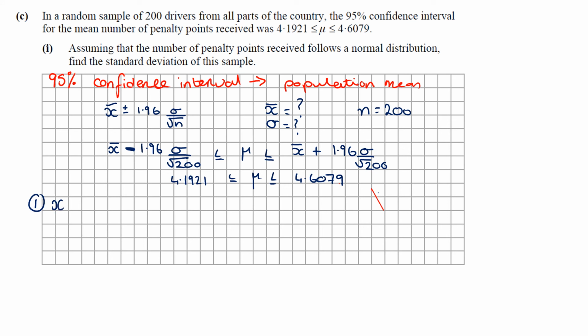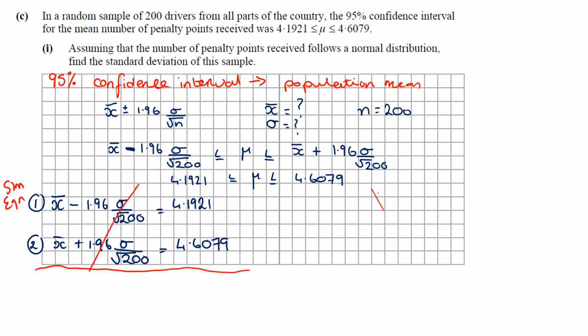So what we've actually created here is 2 little equations. The first equation is x bar minus 1.96 sigma over root 200 equals 4.1921. And the second equation is x bar plus 1.96 standard deviation over root 200 is equal to 4.6079. Now, I have 2 equations, 2 unknowns, so I'm using simultaneous equations with elimination. These eliminate straight away because I have a plus and a minus, and I'm left with 2 x bar equal to, adding these together, 8.8. So x bar is equal to 4.4.